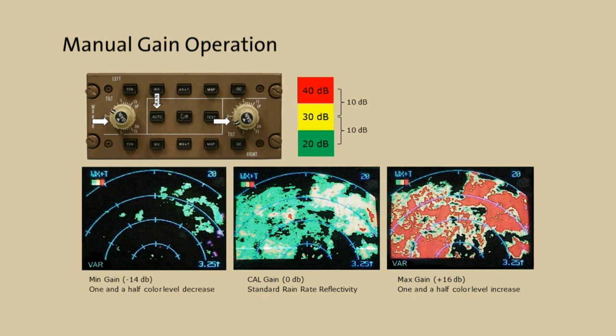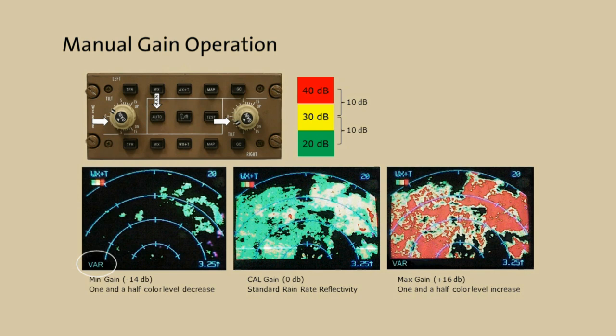Conversely, selecting minimum gain decreases the sensitivity by 14 dB and reduces the color levels approximately 1.5 times. Thus, green returns and a significant portion of the yellow returns will disappear, and red will turn to yellow or green. Essentially, in min gain, only thunderstorm cores are displayed, and they will be represented as green or yellow. Min gain should be used for momentary weather evaluation only, and then the gain should be returned to the cal gain position in order to avoid underrepresenting the thunderstorm threat.